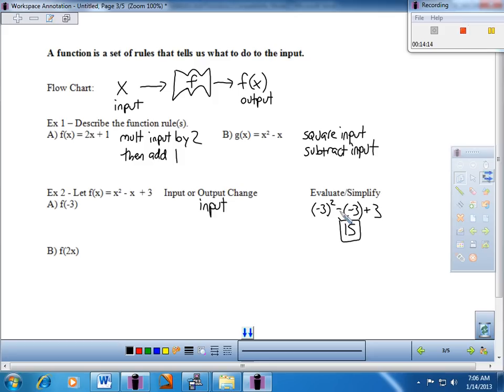Okay, so no matter what the inputs are, if I know what the function rule tells us to do with it, I should be able to pull it off. Okay, well let's go ahead and do letter B then.